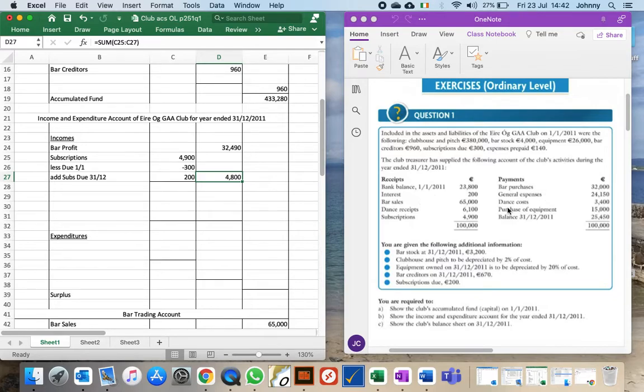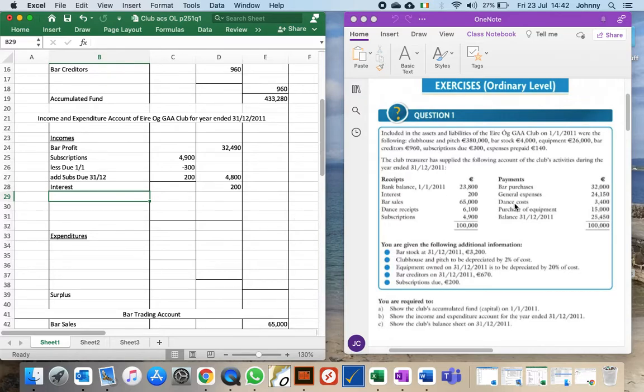Now, for the rest of my incomes and expenditures, I'm generally looking here in receipts and payments, because this here, this middle part, is a cash account, basically. Shows money flowing in, money flowing out, that's it. So, I've dealt with bank balance already. Now interest, so we got money from interest, so that's another income. Bar sales I've dealt with, I put that into my bar trading account, 65 grand there.